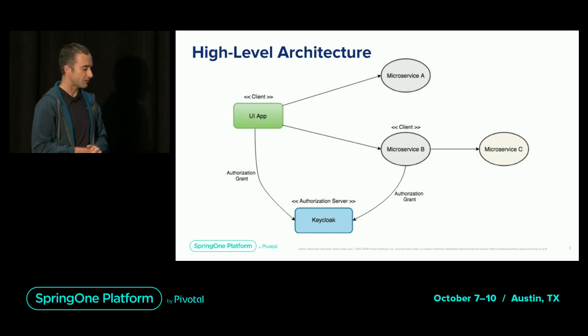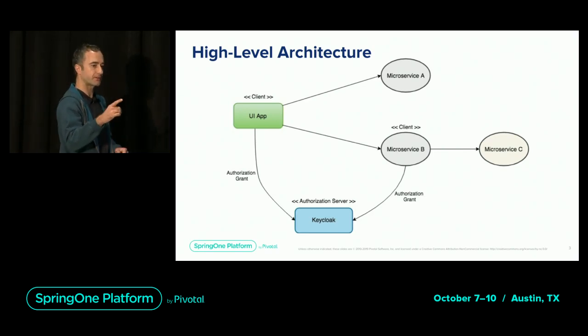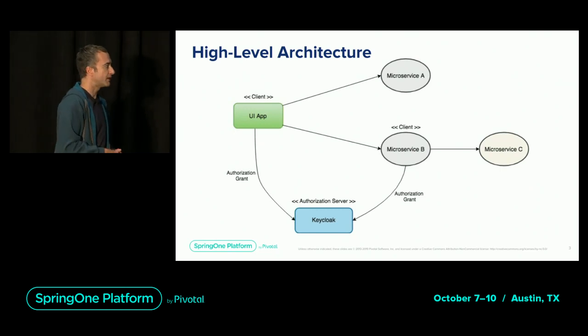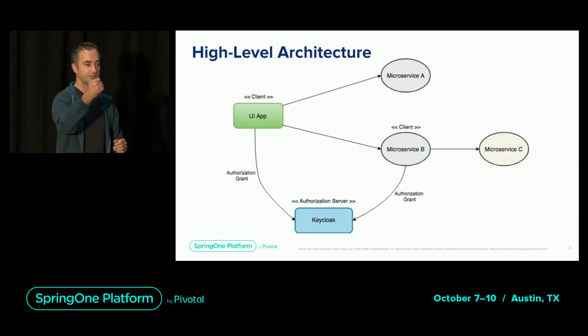Well, okay, I'm going to reiterate the question. I want to make sure I'm going to answer it properly, and so everyone else could hear. So microservice B receives an access token, and it has certain authorities.